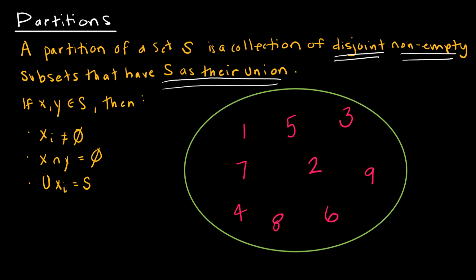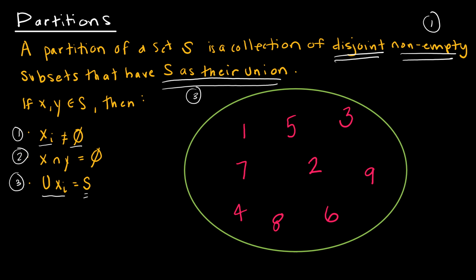So what does all of that mean? We're saying that if xi is some subset, that it's a non-empty subset. They are disjoint, which means their intersection is the empty set, which essentially means when I partition these values, I can't have an element that's in more than one subset. And then of course, they have S as their union. So the union of all of the subsets is equal to the set, which means I didn't leave anything out, and if I add all of the subsets together, I get the original set.